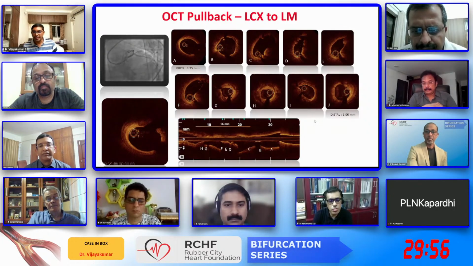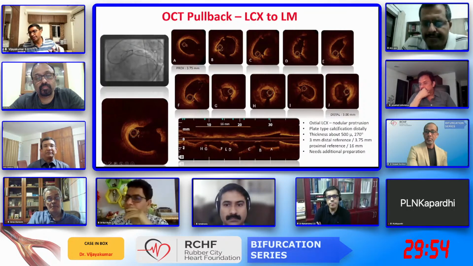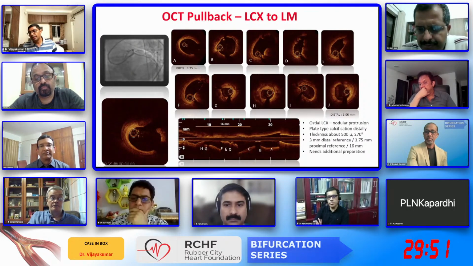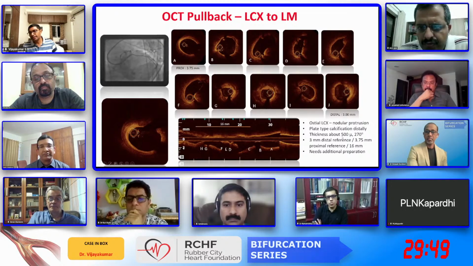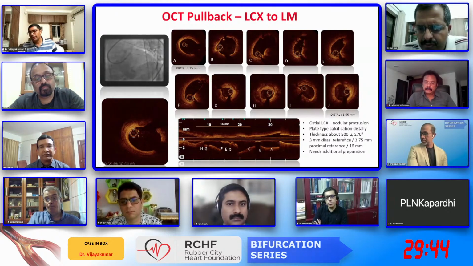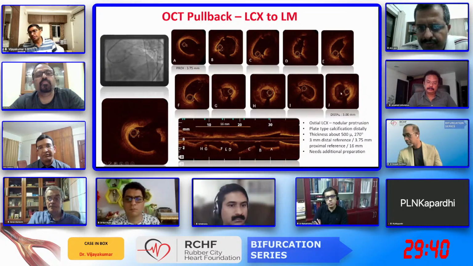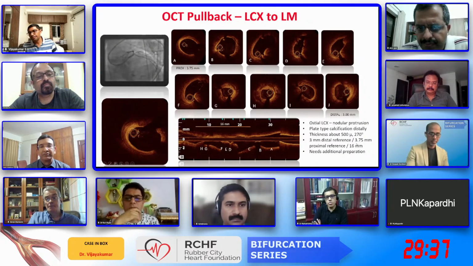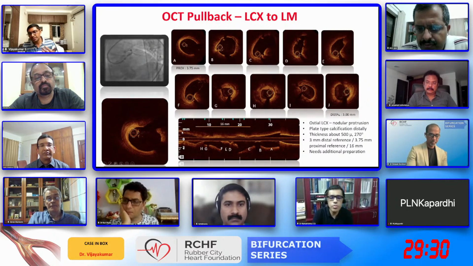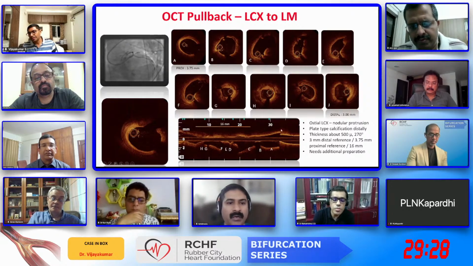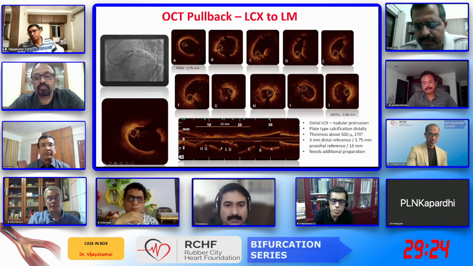So how do you proceed here? These are the findings: ostial LCX nodular protrusion, plate-type calcification distally, and thickness about 500 microns. We're not talking about the nodule, it is about the plate calcification, about 500 microns and 270 degrees. The 3 millimeter was our distal reference, EEL to EEL, and 3.75 was the proximal reference. If we have to extend from the distal reference, with a 2-stent strategy, it is about 16 millimeters of stent we need. Based on these OCT findings, we need additional preparation.